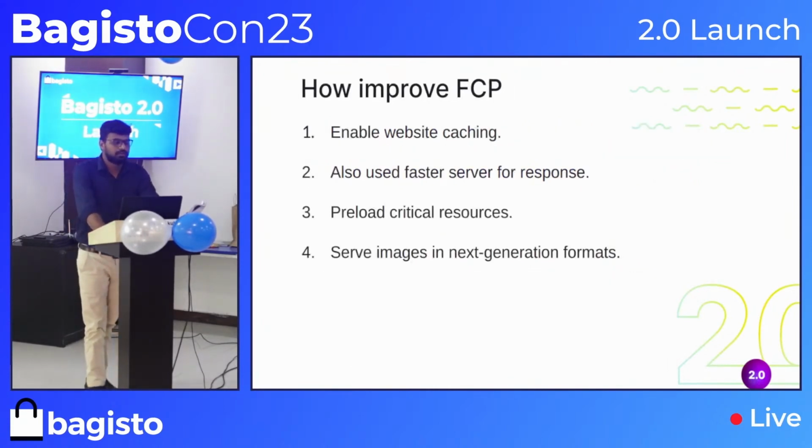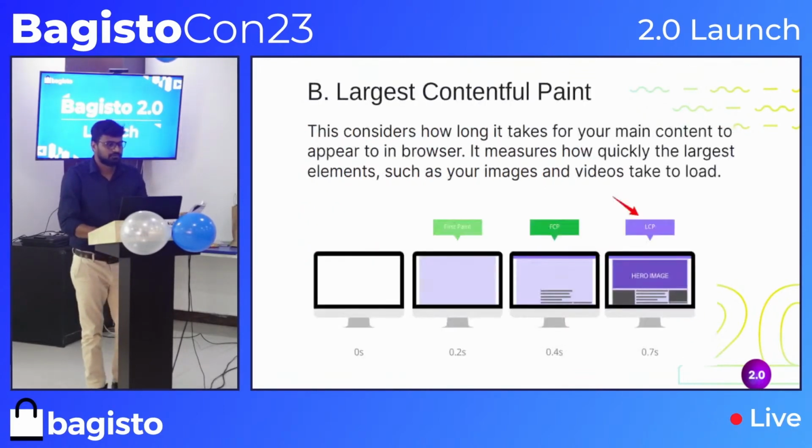First, enable a browser cache. Also use a faster server for response. The third point is to preload critical resources like JS, CSS, and font libraries. And the fourth point is to serve images in a next-generation format like WebP.